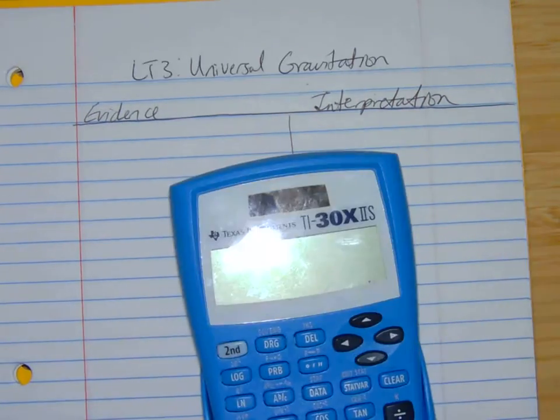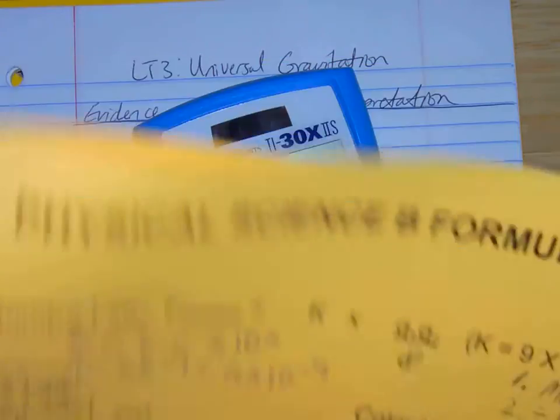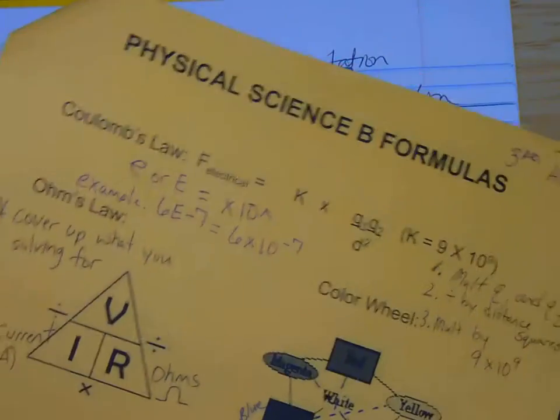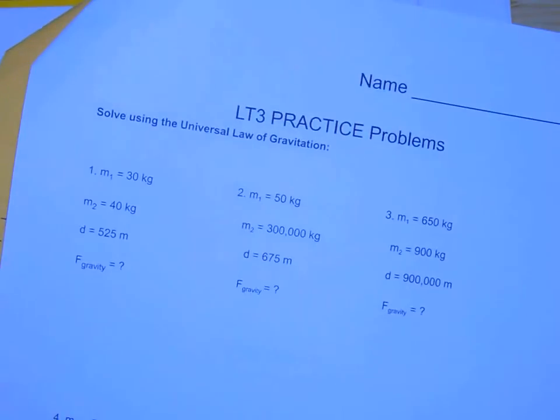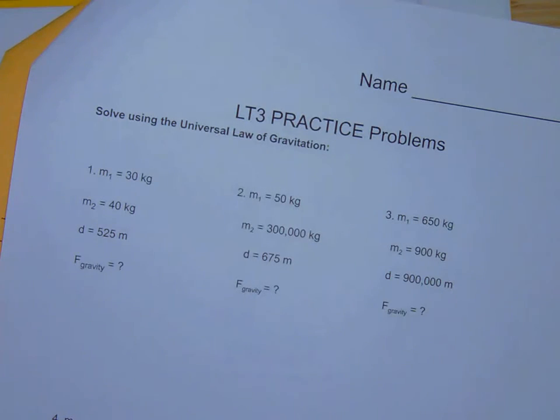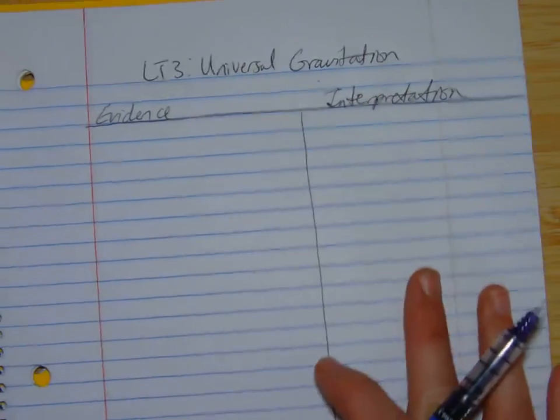As we do this, absolutely you have to have a calculator. You need to have a formula sheet. All right, so the formula sheet, whatever color it is, depending on the try you have, as well as the LT3 practice problems. I think there is a copy on Moodle if you needed to look at it there. In terms of the notes, there's not very much to write down.